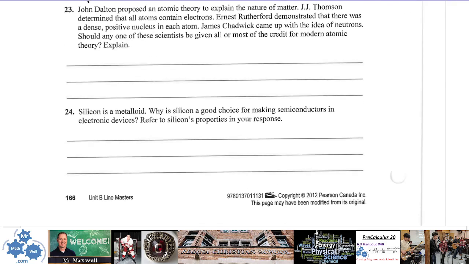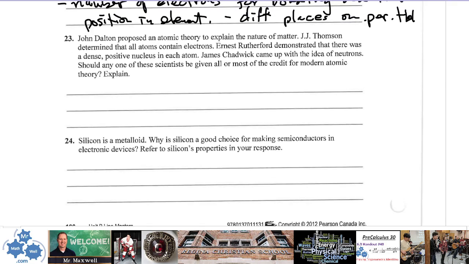Number 23 and 24 are the last two questions. So I'll just read you what I've got just for the sake of time here, okay? John Dalton proposed an atomic theory to explain the nature of matter. J.J. Thomson determined that all atoms contain electrons. Ernest Rutherford demonstrated that there was a dense positive nucleus in each atom. James Chadwick came up with the idea of neutrons. Should any one of these scientists be given all or most of the credit for modern atomic theory?